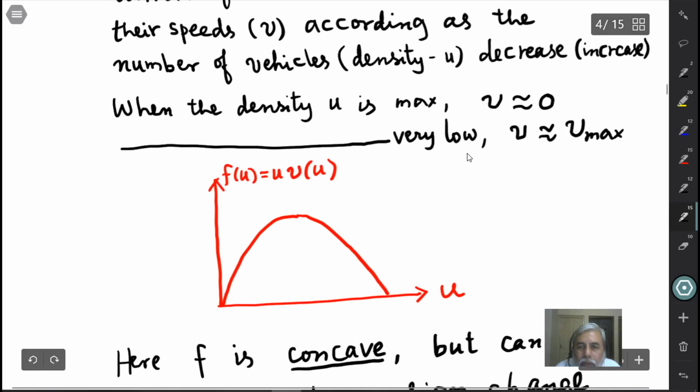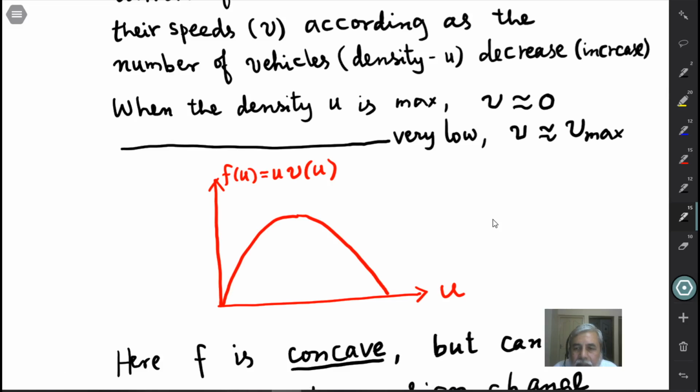So if the density is 0, obviously there is no vehicle, so the flux is 0, and again when u is the maximum possible density, then v is 0, and so there is a maximum in between.